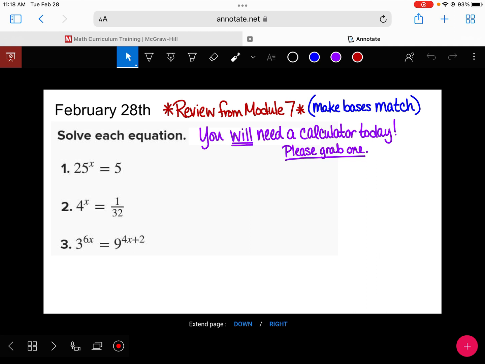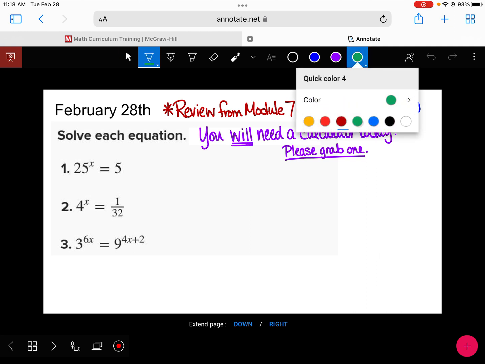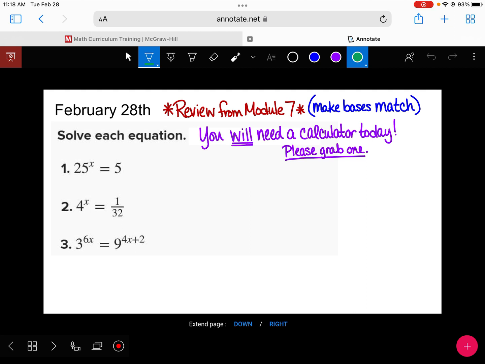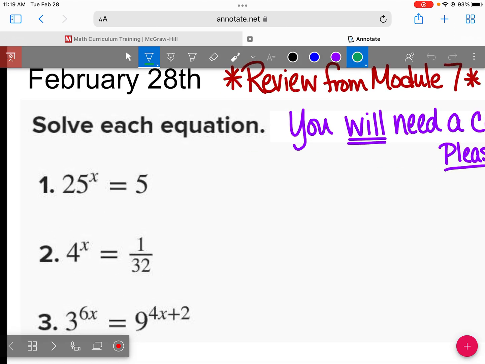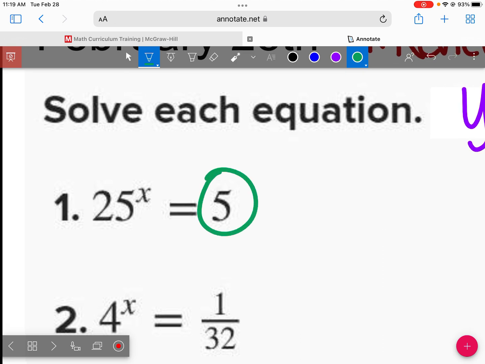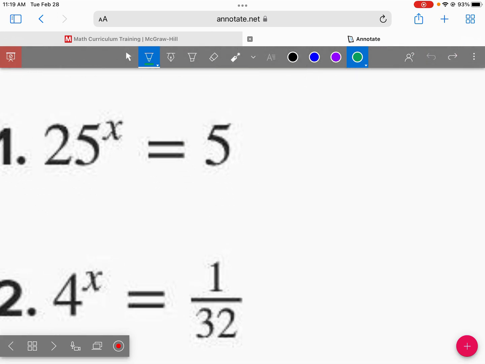To do these problems, we have to make the bases match. I'm not allowed to change the problem. I'm not allowed to change the value of any of these pieces, but I have to get the bases to match. Is there any other way of writing 5? Anything that has the same value but looks different than this? 5 with an exponent of 1, I can write it like that. Has the exact same value.